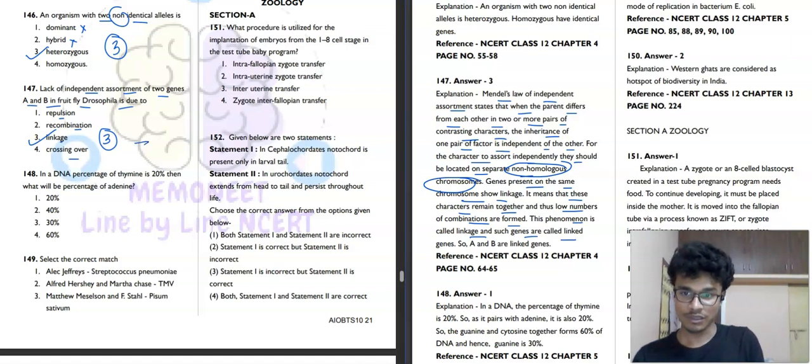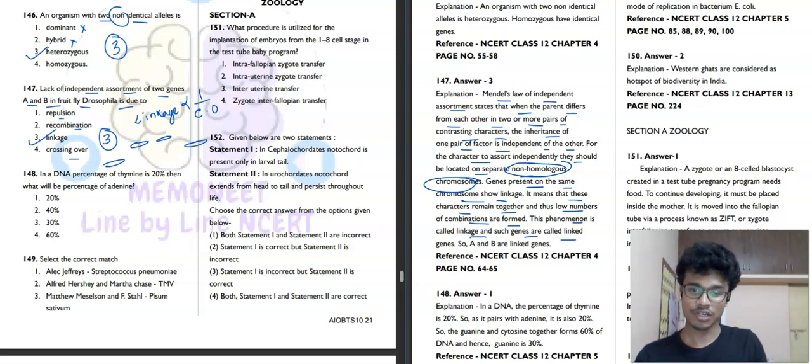So suppose this is a gene and this is a gene. If the distance between the two genes is very close, then there are more chances of linkage. And suppose this is a gene and this is a gene. So the distance is more, that's why there is a possibility of independent assortment, and this will be free from linkage. One thing you can remember is that linkage is inversely proportional to crossing over, or inversely proportional to distance as well. So as the distance is less, linkage will be more. So the third option will be the correct answer for this question.